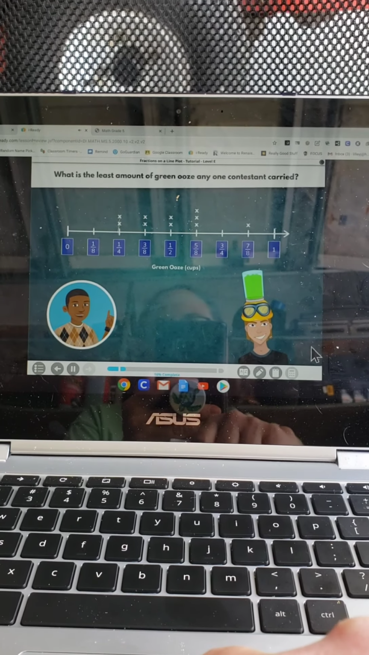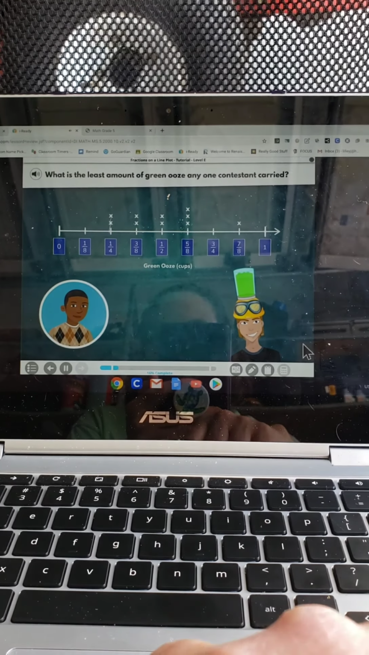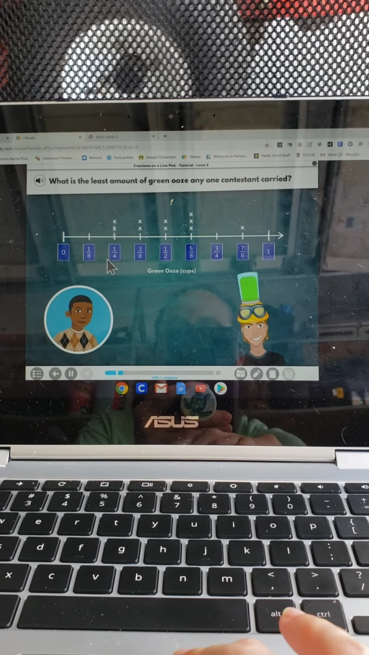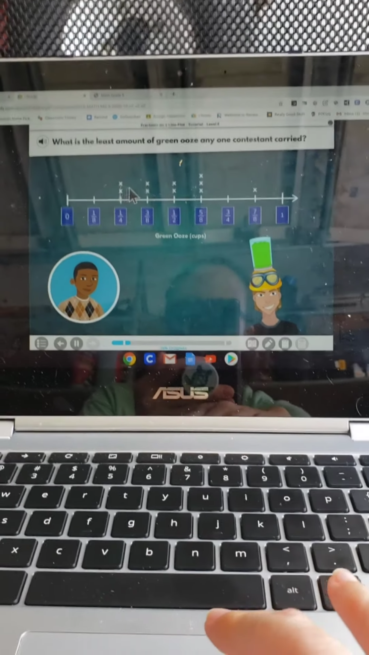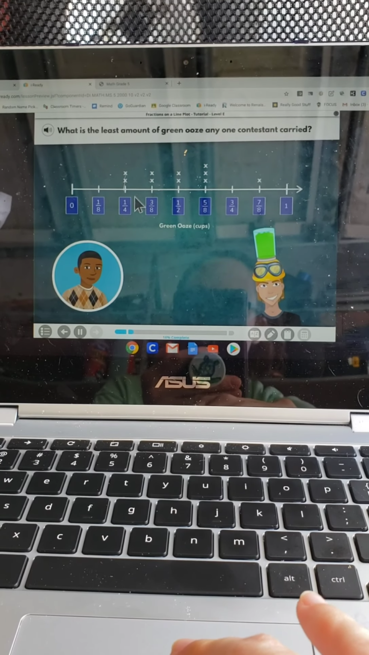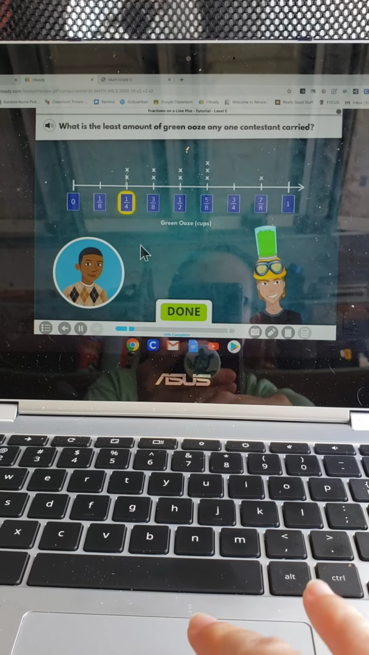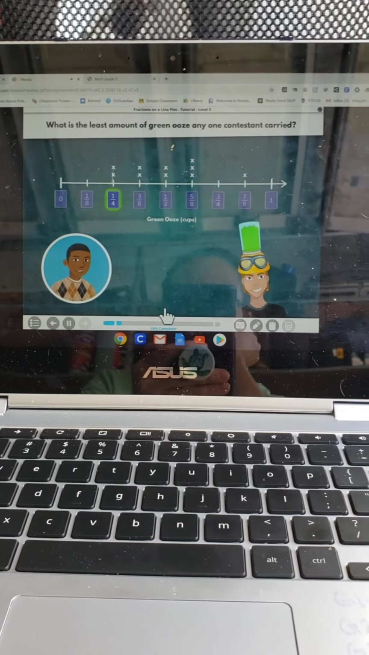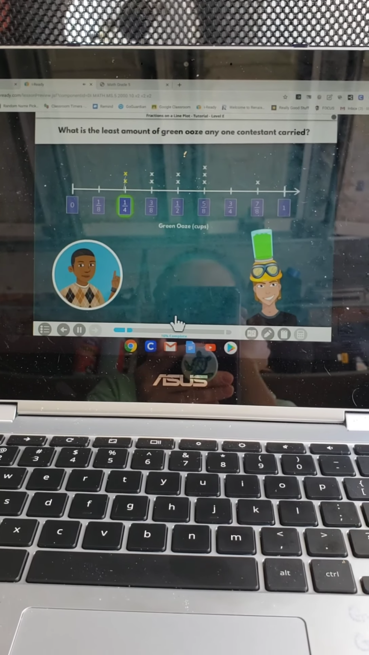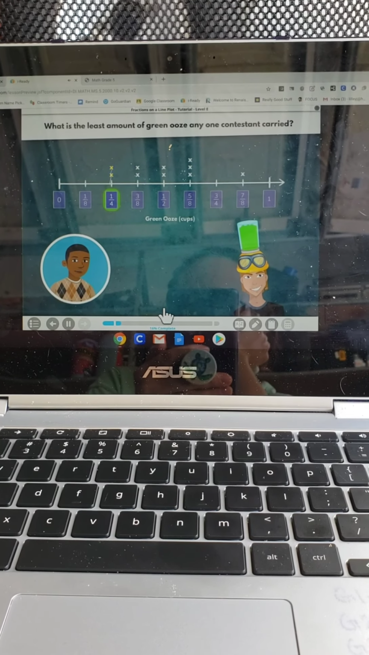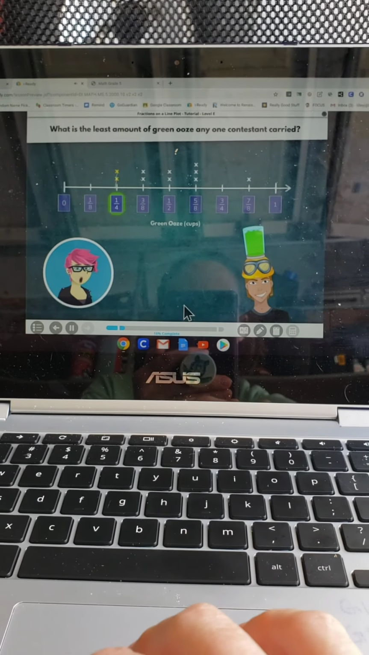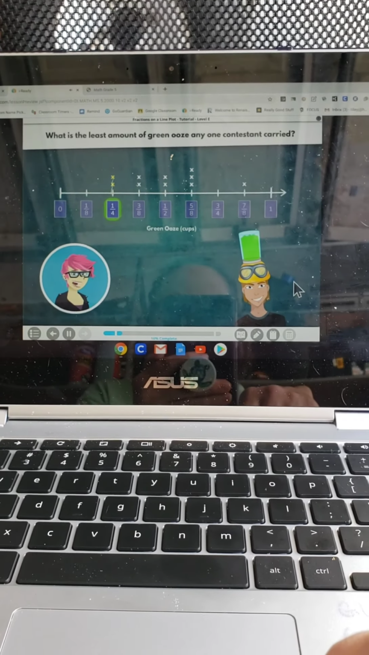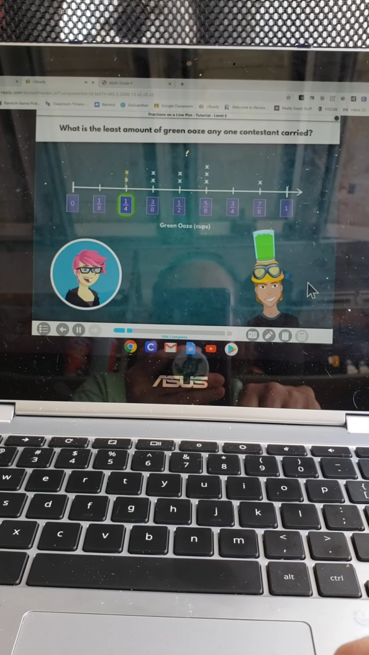What is the least amount of green ooze any one contestant carried? Okay, the smallest amount of ooze that any one contestant carried. Obviously, we have smaller amounts on our line plot, but our X's represent who carried what. And the smallest amount that anyone carried is 1/4. The smallest value that has any X's above it is 1/4. So the least amount anyone carried is 1/4 of a cup. And since there are two X's marked above 1/4, that means two people carried 1/4 of a cup of green ooze. Yuck.